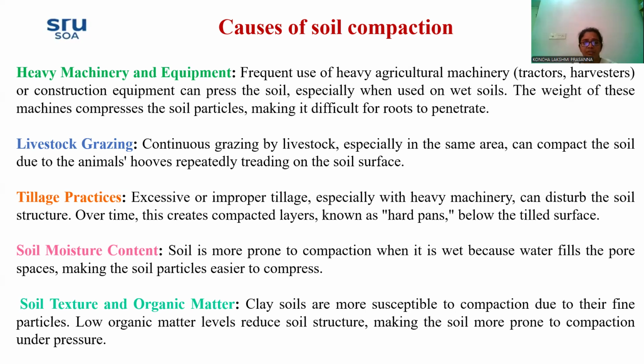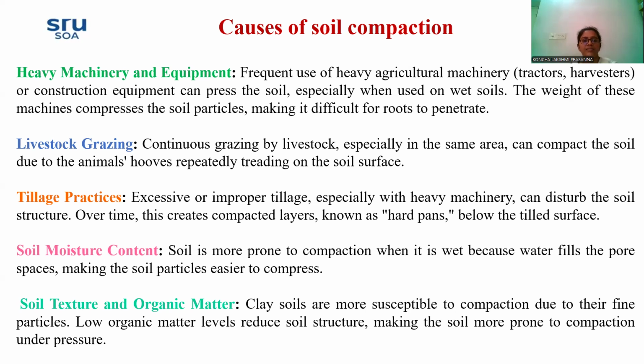Next is livestock grazing. Continuous grazing by livestock, especially in the same area over a long period of time, can deteriorate the soil surface because of the animal hooves. That is, the top fertile layer of soil gets eroded because of the animal hooves.